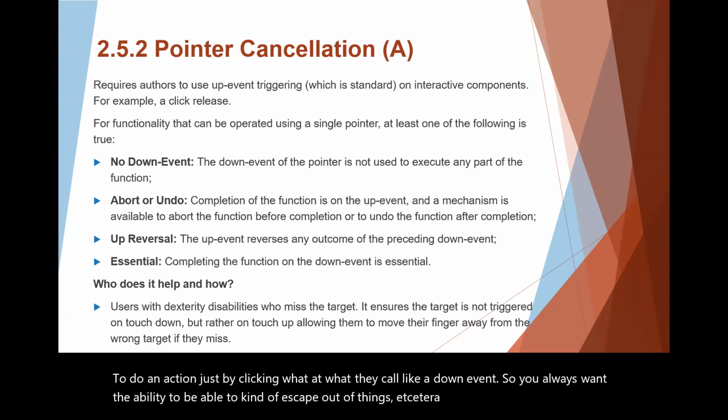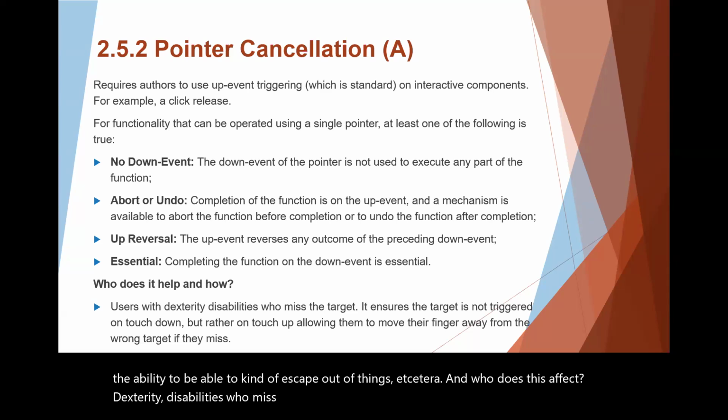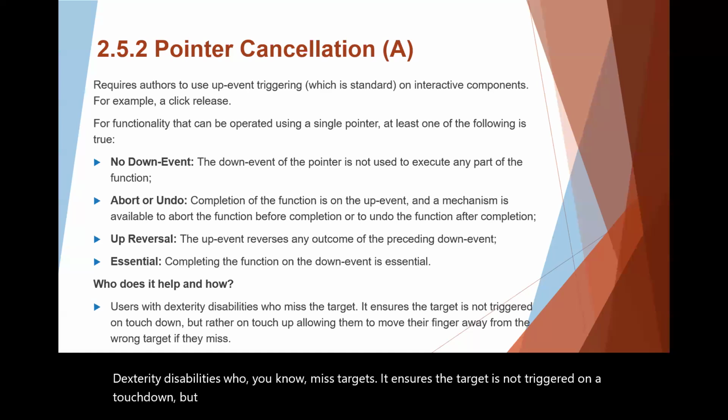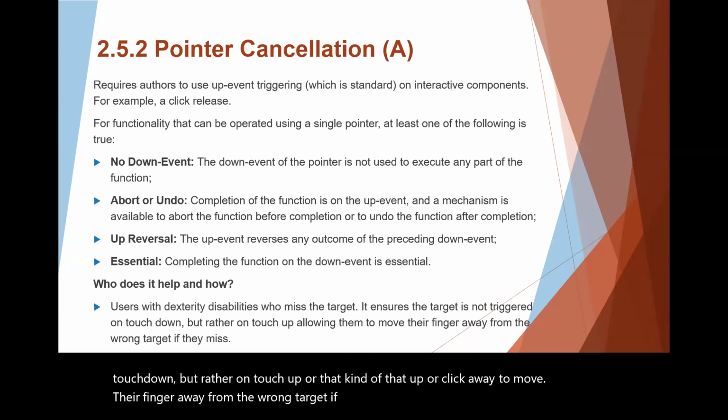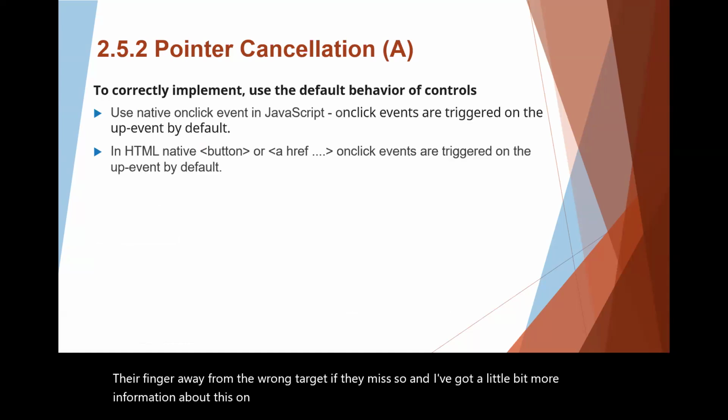And who does this affect? Dexterity disabilities, who miss targets. It ensures the target is not triggered on a touchdown, but rather on touch up, or that up or click away, to move their finger away from the wrong target if they miss. And I've got a little bit more information about this on the next screen.